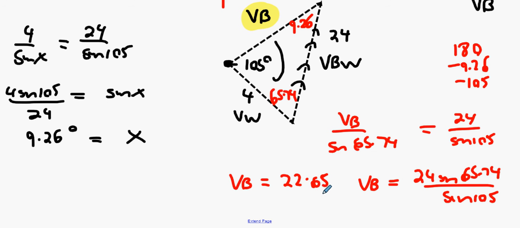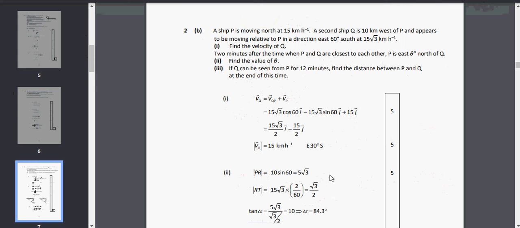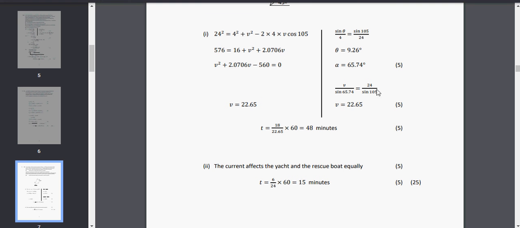Is it kilometers per hour? Yeah. Alright. Do yourself a favour when you're studying: you might want to check as you go along. I'm happy with that 22.65 there. Okay? So, pretty happy with that. Time to move on.